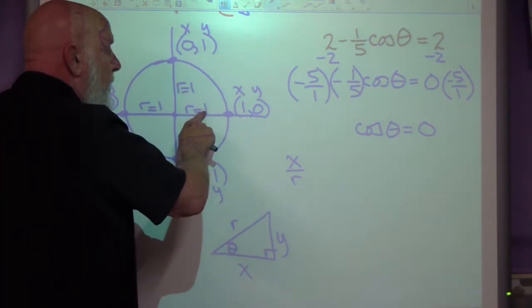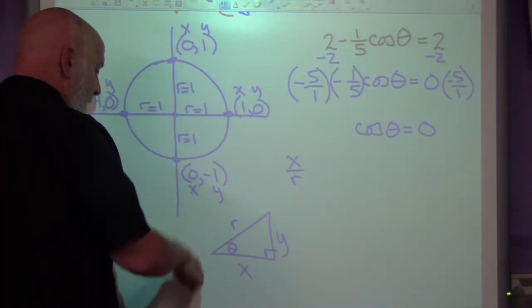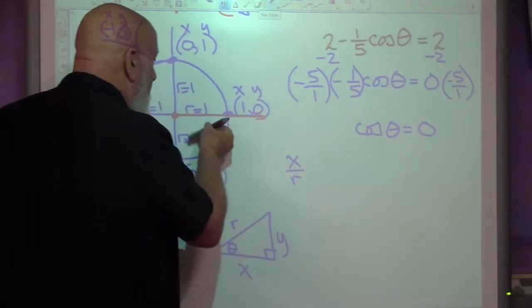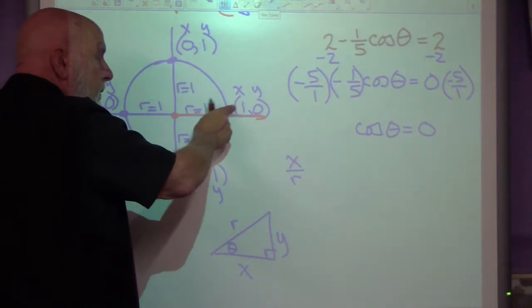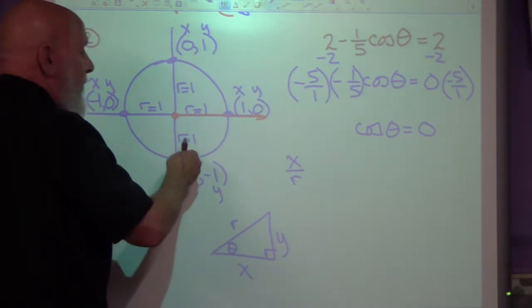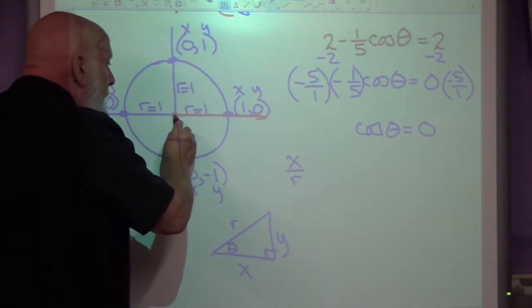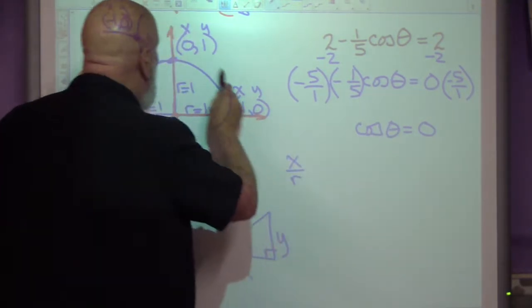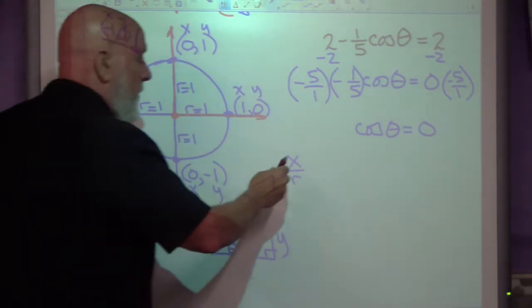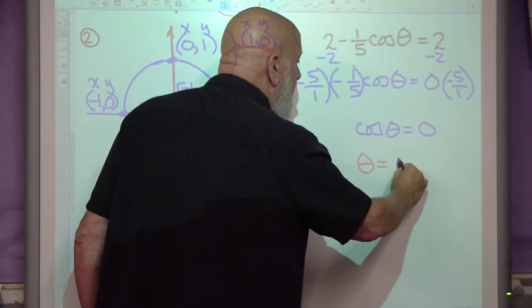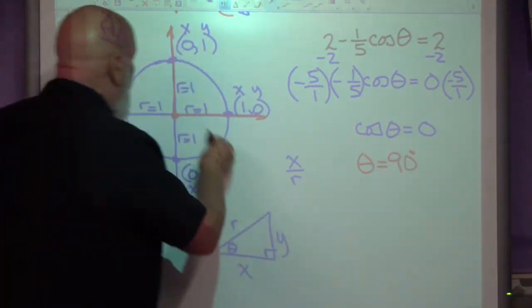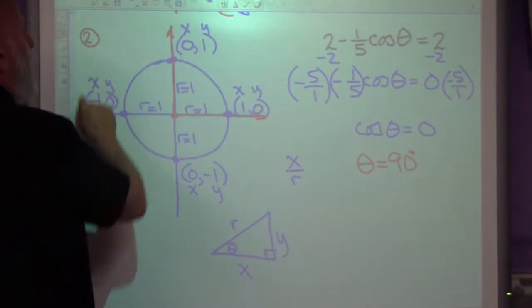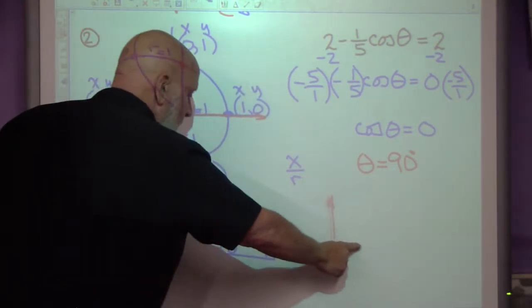Is x over r 0 here? 1 over 1? No. Now remember, the initial side is the positive x-axis, and we're rotating. If we don't rotate at all, 0 degrees isn't one of our answers. If we rotate to 90 degrees, we test to see if x over r is equal to 0. X over r is equal to 0, so 90 is one of my choices. How about x over r if we rotate to 180 degrees?